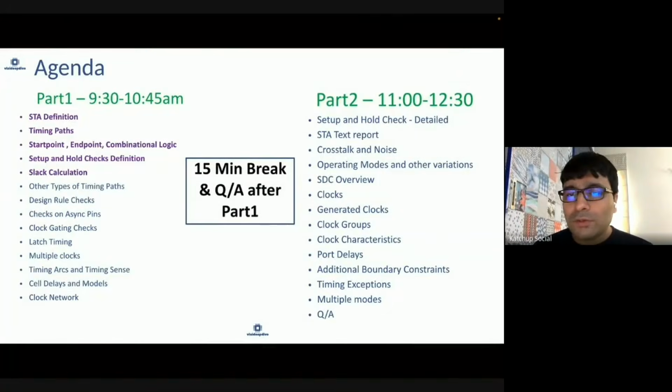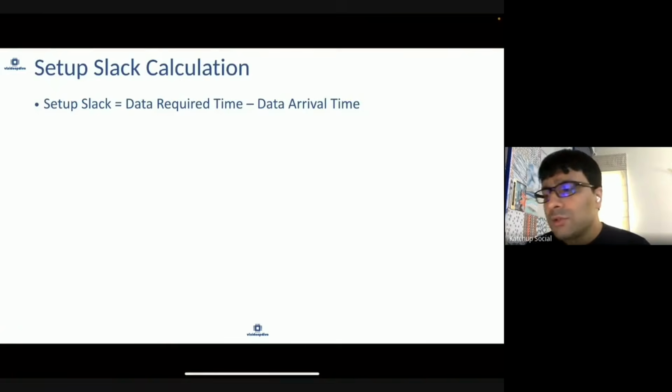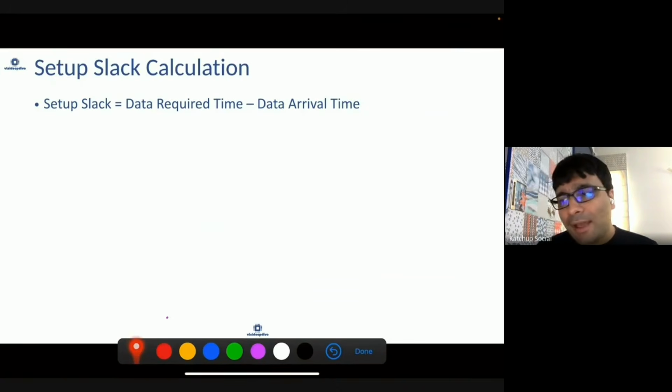Now that we have understood the basics of setup and hold check definition, let's understand one of the important concepts, slack calculation. Slack is an important aspect of every timing report. So let's understand that. So what is slack? Setup slack is calculated as data required time minus data arrival time.